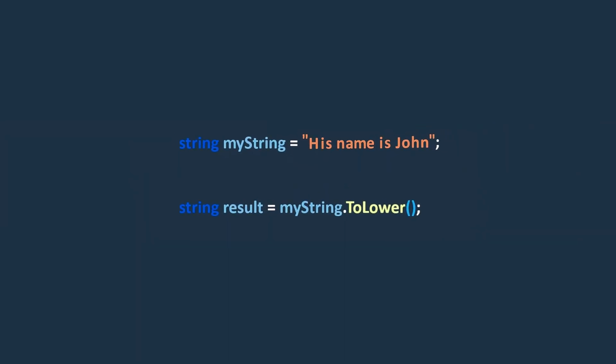In this example, the myString contains two uppercase characters, H and J. However, when the toLower method is applied to the myString, a new string is generated by converting all characters to lowercase.